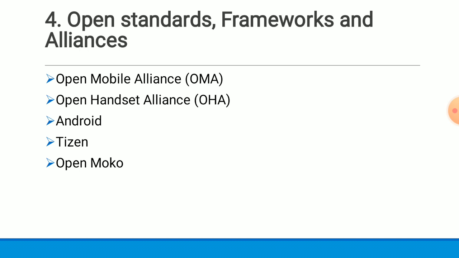It's an open source software platform and operating system for mobile devices. Then next one is Tizen. Tizen is an open and flexible operating system based on the Linux kernel. And OpenMoko, it's a project to create a family of open source mobile phones including the hardware specification and the operating system. Okay, so these are some of the open standard frameworks and alliances in the mobile handset industry.